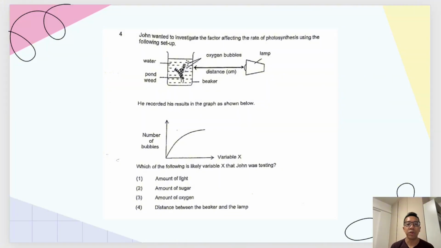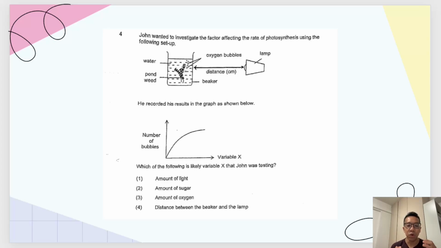Before we continue, let's have a short recap on photosynthesis. Okay, so for photosynthesis to occur, you need to have carbon dioxide, you need to have one plant, which is present in the form of the pondweed here, and you also need to have light. For the rate of photosynthesis, the more light you have, the faster the rate of photosynthesis, and eventually the more bubbles you have, because oxygen is the product of photosynthesis. So by this logic, you need to find something that increases the rate of photosynthesis.